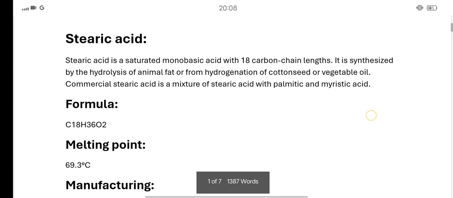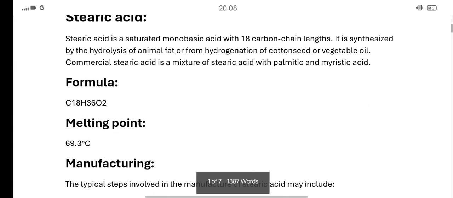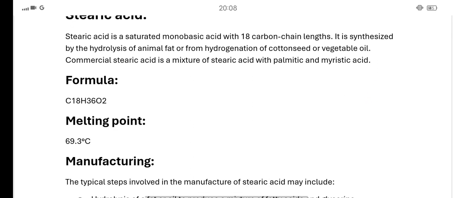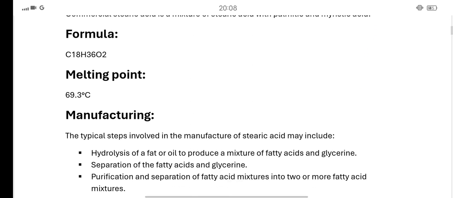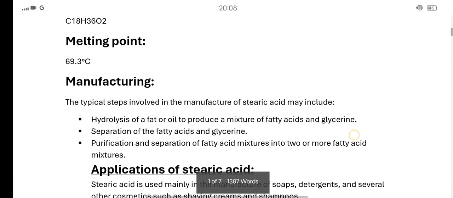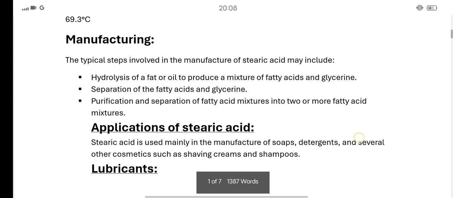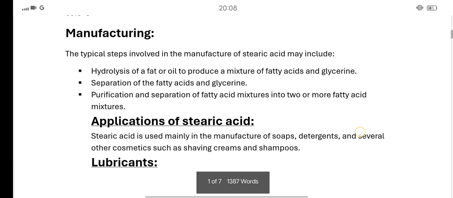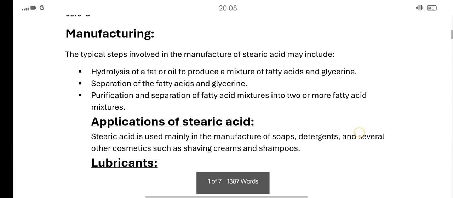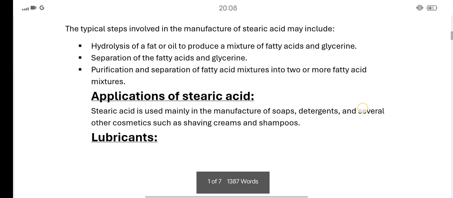So there is a formula of stearic acid, C18H36O2. The melting point of stearic acid is 69.3 degrees Celsius. Manufacturing of stearic acid. The typical steps involved in the manufacture of stearic acid are: hydrolysis of fat or oil to produce a mixture of fatty acid and glycerine, separation of fatty acid and glycerine, and purification and separation of the fatty acid mixture into two or more fatty acid mixtures.